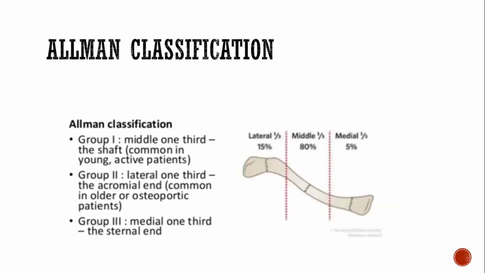Coming to classifications, Allman has classified clavicle fractures into 3 groups. Group 1 is middle clavicle fractures, which are most commonly seen in young and active patients. Group 2 is lateral clavicle fractures, which are most commonly seen in older osteoporotic patients. And group 3 is medial clavicle fractures.